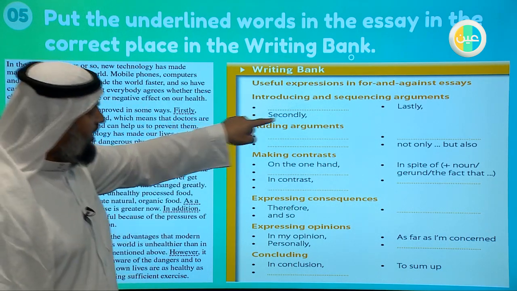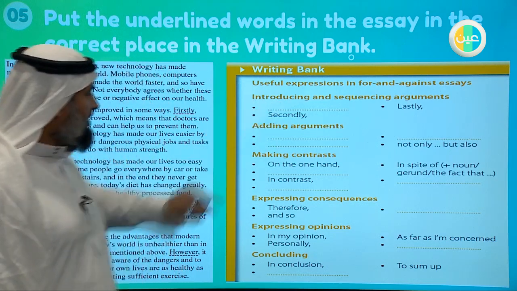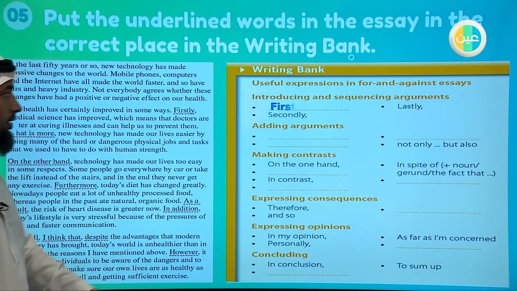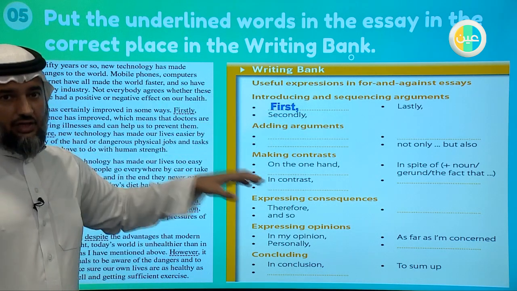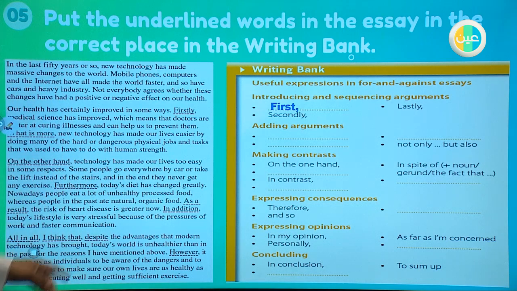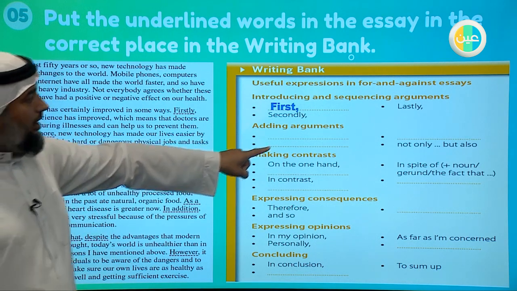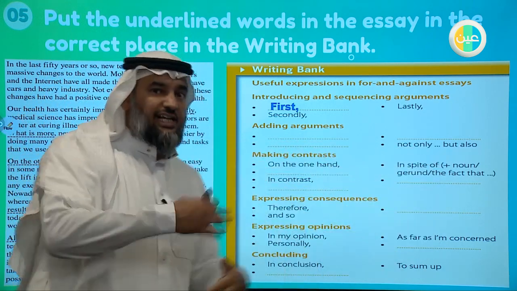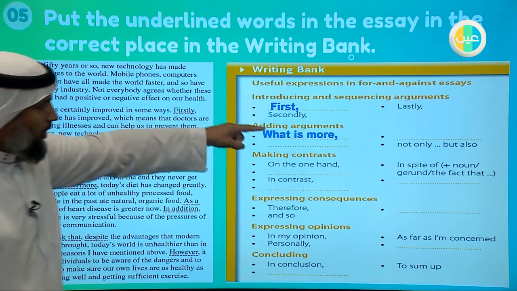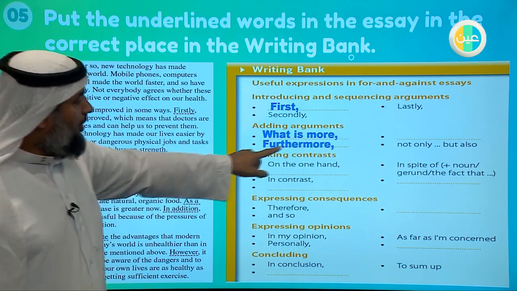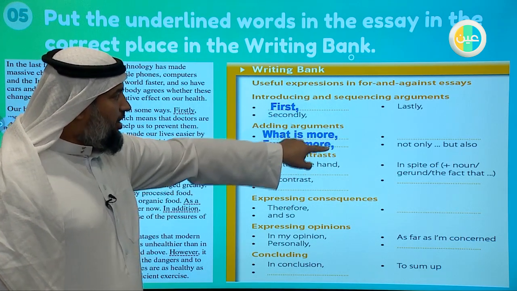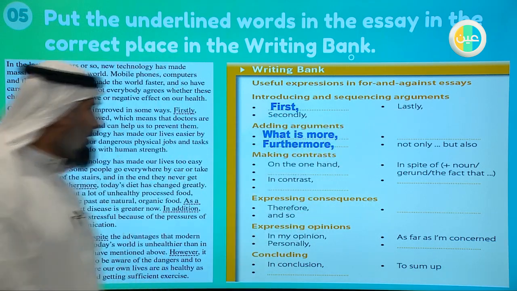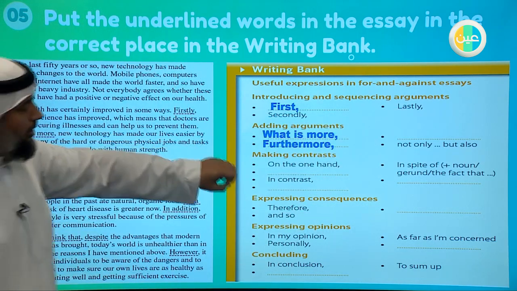So if I say second, last, what do I say? What comes with it? If I want to talk about things in sequence, بالترتيب, it's first, second, last, third, okay, after that. Now, what about this? Adding arguments. So you add something. Not only, but also, you add something. You say, what is more, comma, furthermore, comma. In both of them you add a comma. And the third also, this one, first you add the comma. Second, comma. Lastly, comma.